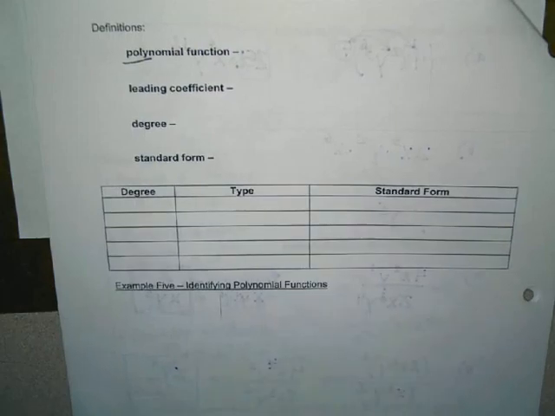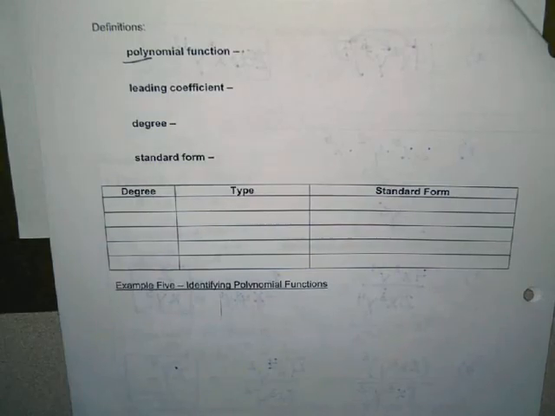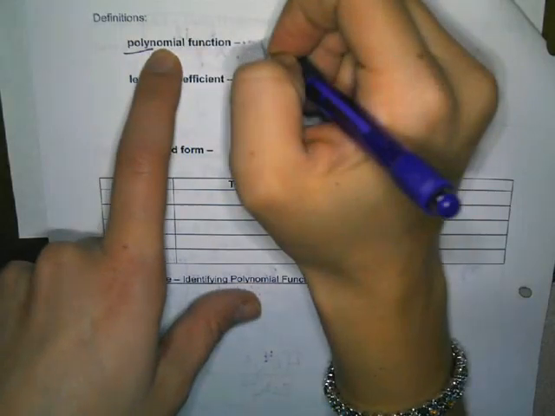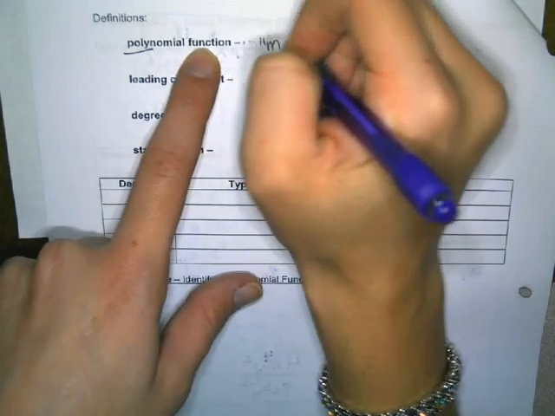Couple terms I just want to make sure. I mean, these shouldn't look foreign to you. There's some words in there that you should recognize. But let's start with polynomial. What does the term poly mean? Many. And the nomial means numbers or terms. So a polynomial function is just a function that has many terms.